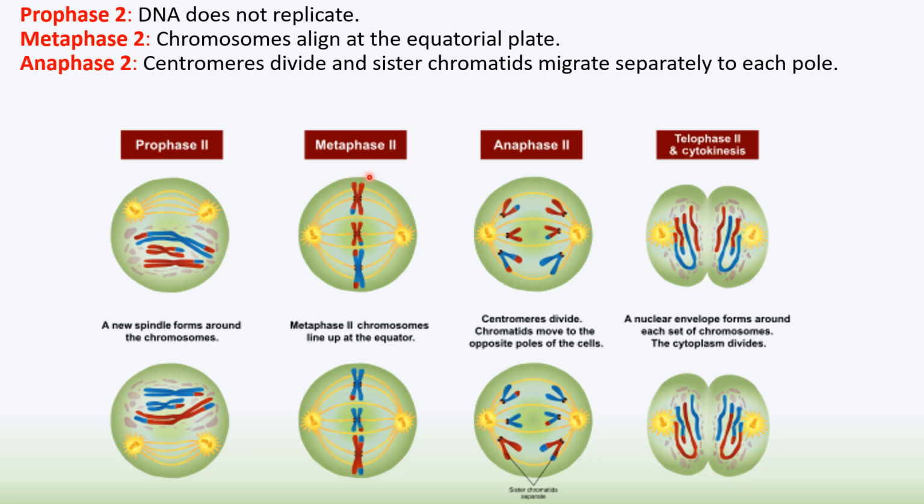Again, independent assortment can happen, because if this chromosome was the other way around, the little blue bit here would be on the other side, and therefore we can still exchange genes randomly into each cell, into different alleles, I should say, into each cell.